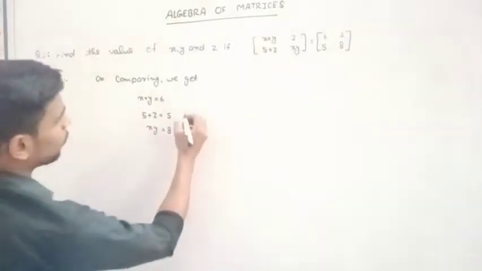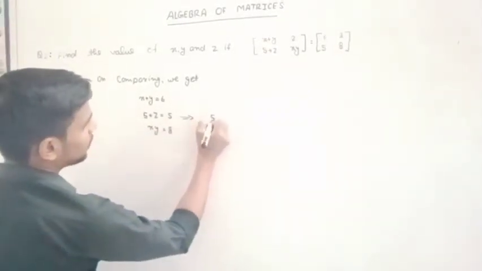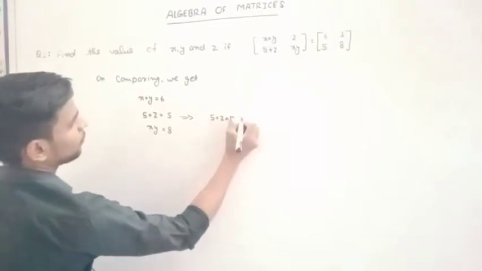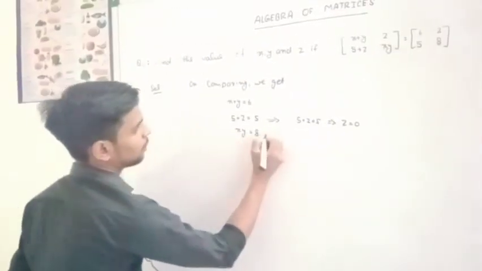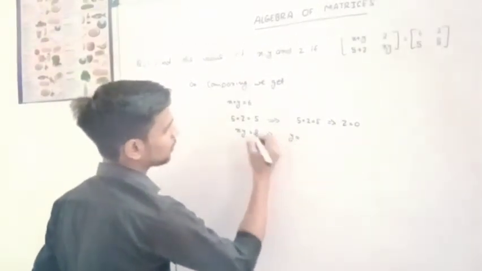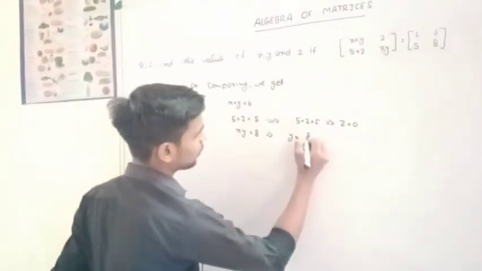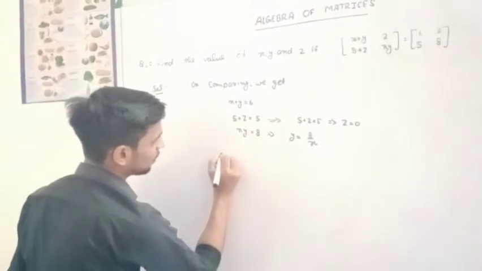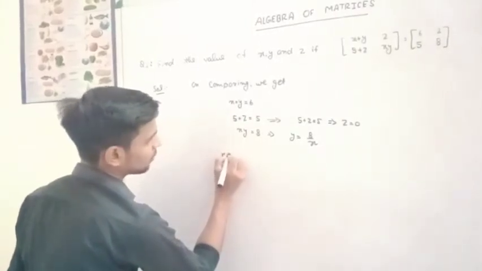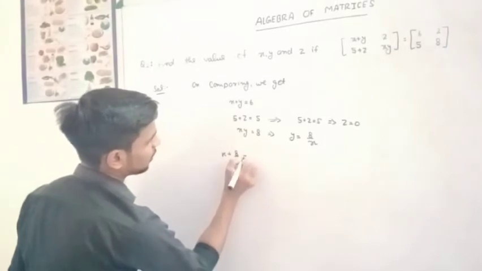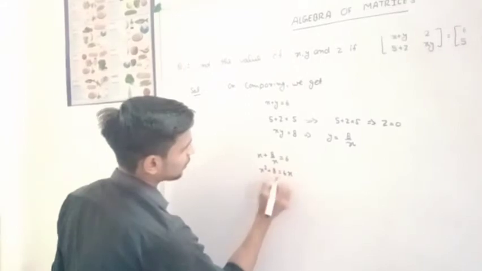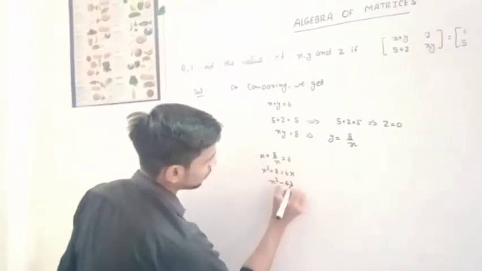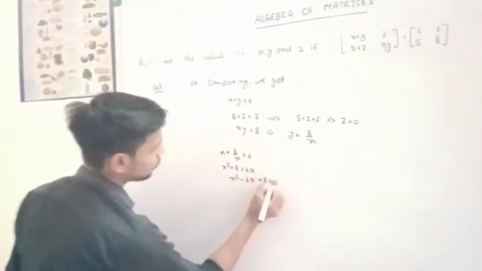Here we can find from 5 plus z is equal to 5 that z will be equal to 0. From the first and third equations we find the value of y. What will we get? y is equal to 8 upon x. Now put this value in the first equation. What will we find? x plus 8 upon x will be equal to 6, or it may be written as x square plus 8 is equal to 6x, otherwise x square minus 6x plus 8 is equal to 0.